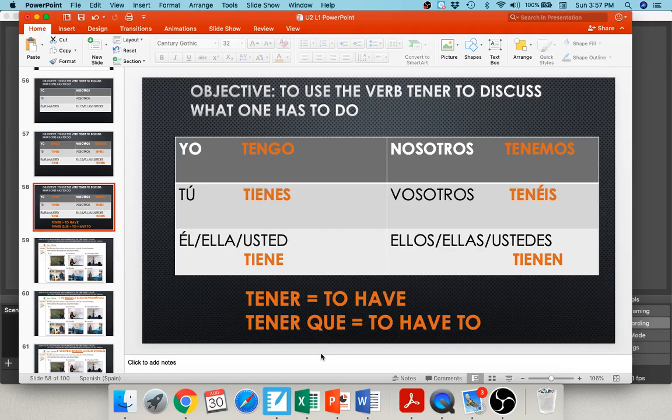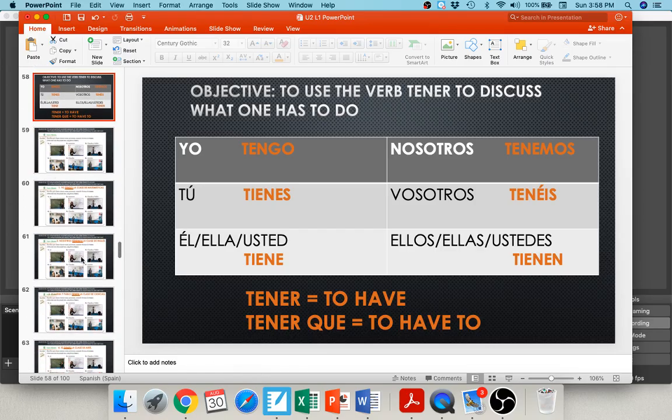Tengo que estudiar. I always tell my students to read the sentence in English. Would you say, I have study, or I have to study? Would you say, I have blonde hair, or I have two blonde hair? Read it in English first, and decide if you need a que or not. That's usually a good helper.